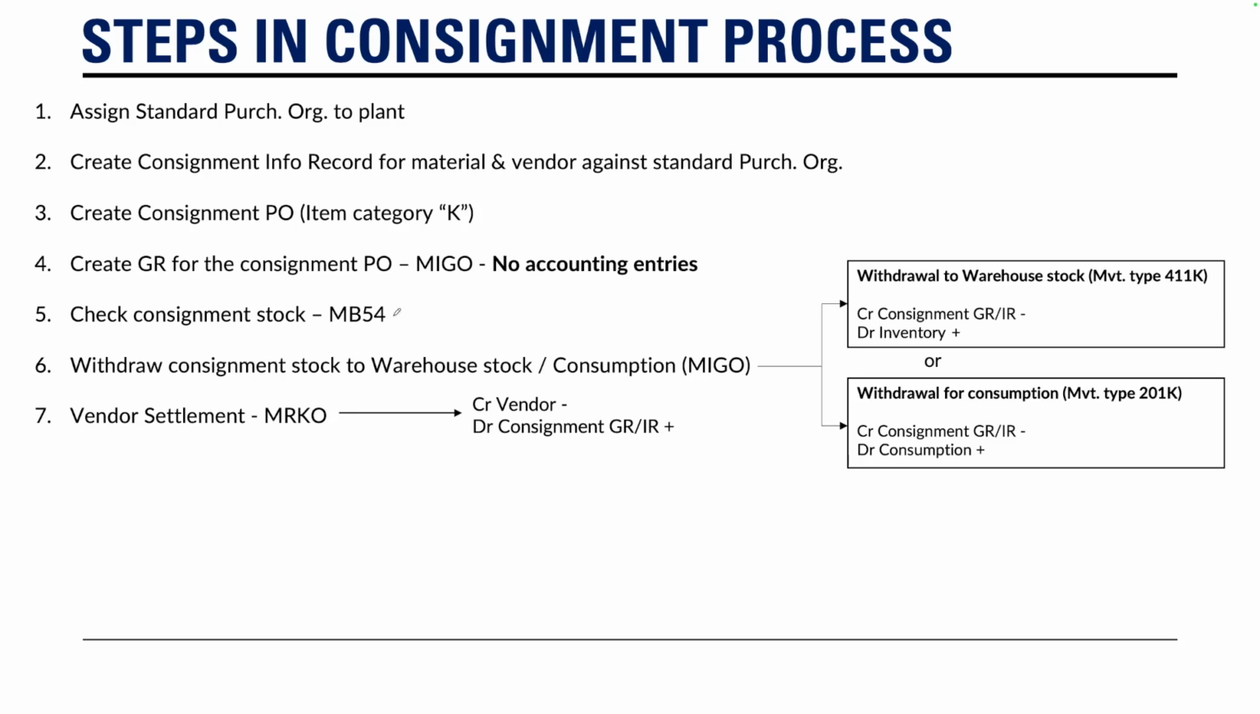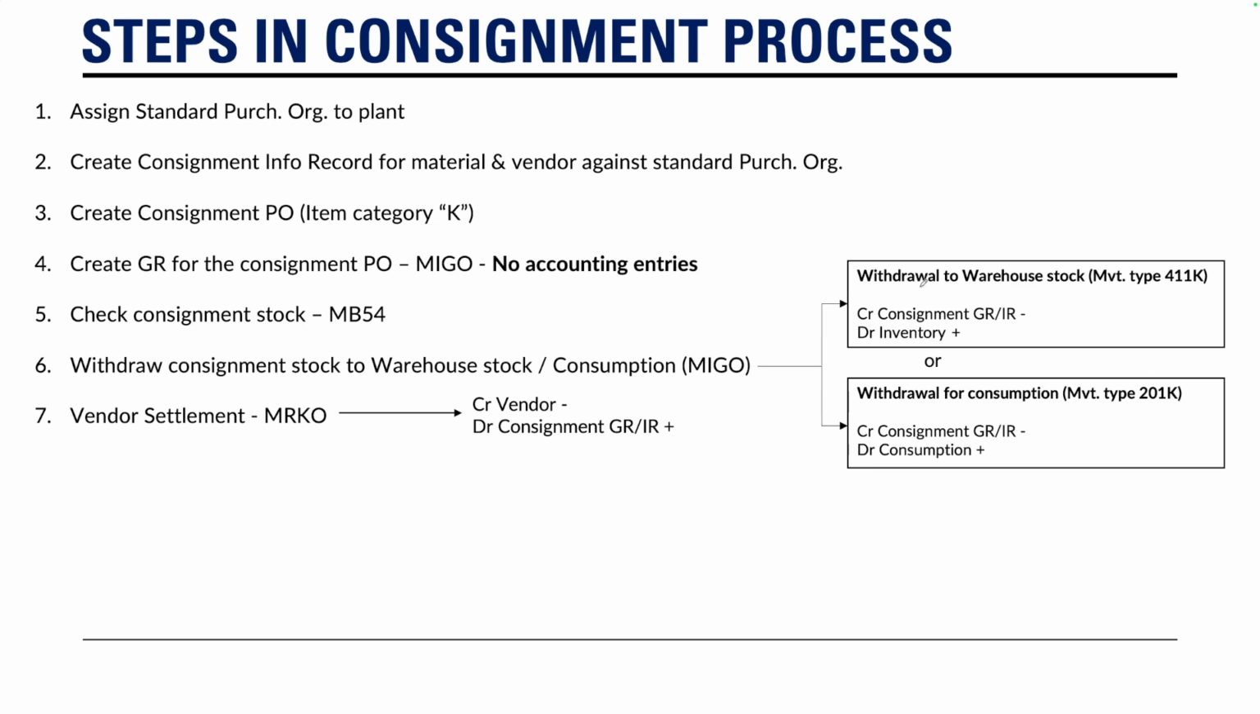Okay. Now once you have received your material in your consignment warehouse, you can check that particular stock through T-code MB54. This T-code will tell you vendor wise what all materials are available in your consignment warehouse stock. Now whenever you require this material, either to keep it in your own warehouse or for your consumption, you will post a transfer posting in case of withdrawal to warehouse stock through movement type 411K, or you will have to post a goods issue through movement type 201K.